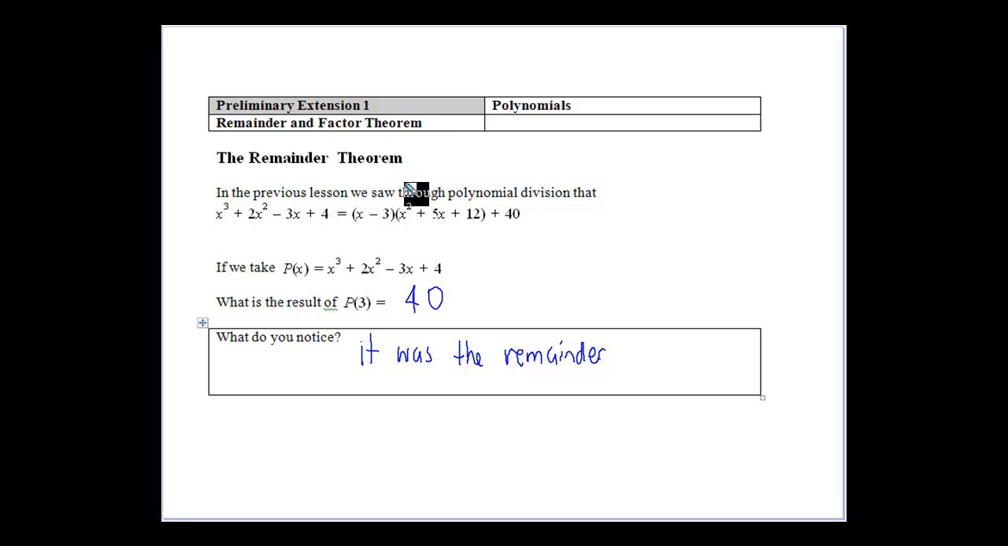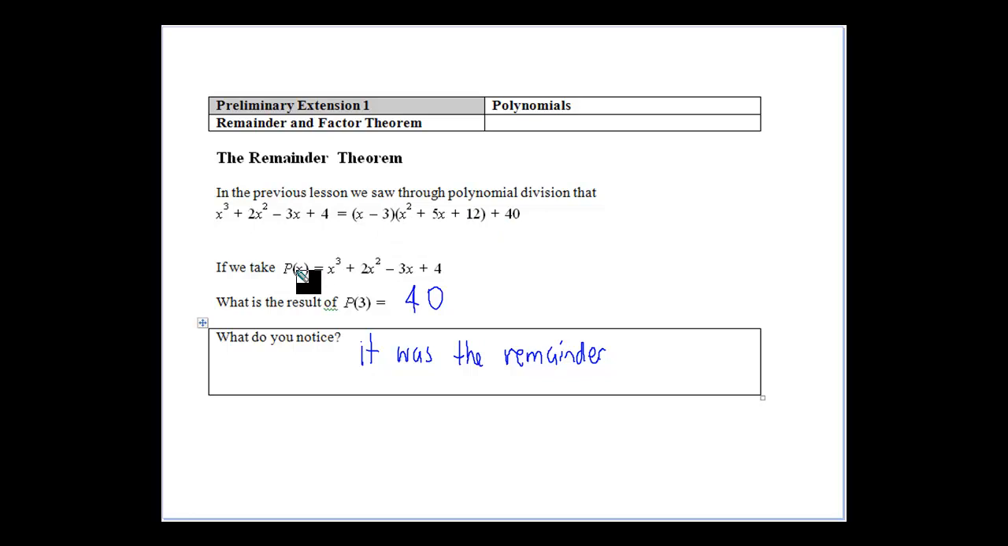We want to look at some theorems that involve polynomials, and the first one we call the remainder theorem. We've seen this division before, where x cubed plus 2x squared minus 3x plus 4 is equal to x minus 3 times the quotient, plus 40 remainder, when divided by x minus 3.